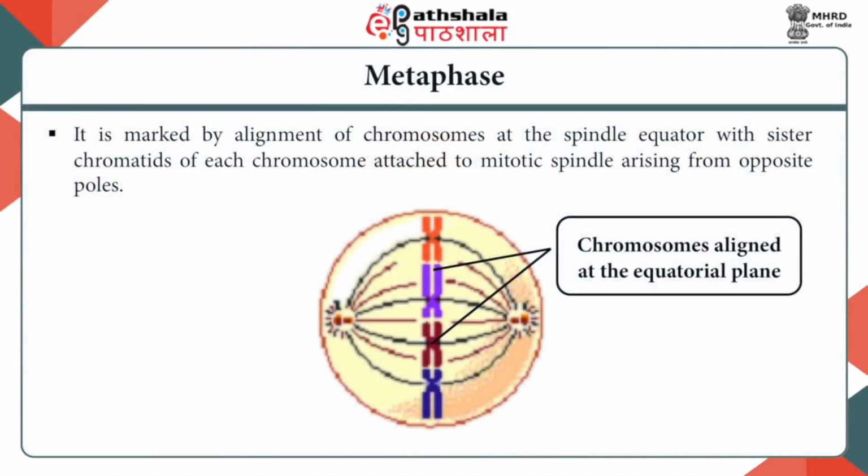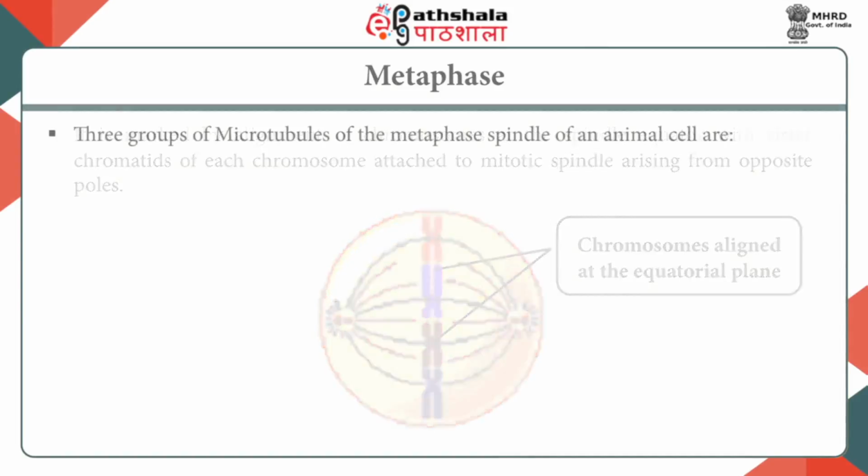Now, after prophase, next phase is metaphase. It is marked by alignment of chromosomes at the spindle equator. Here, sister chromatids of each chromosome attach to mitotic spindle arising from opposite poles. As you can see in the given figure, chromosomes align at the metaphase plate. Metaphase plate is basically the plane of alignment of chromosomes at metaphase stage.